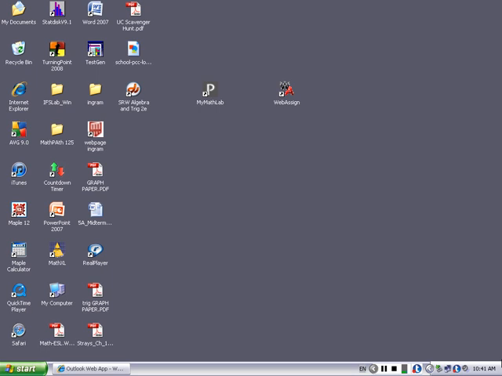So given two functions f and g, with domains D sub f and D sub g. D is a domain. That means that is the domain for f, and that is the domain for g.